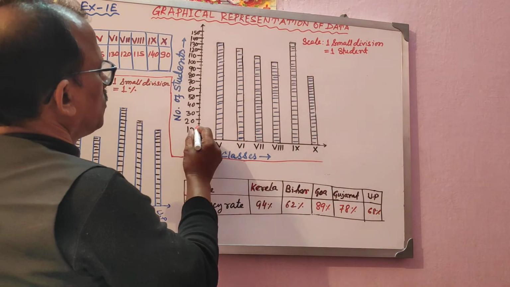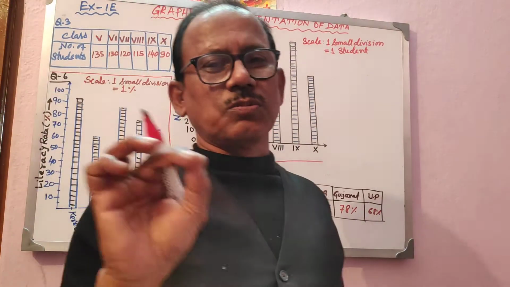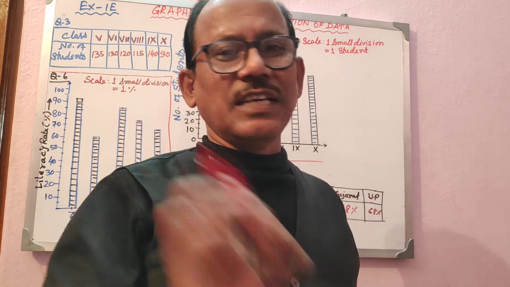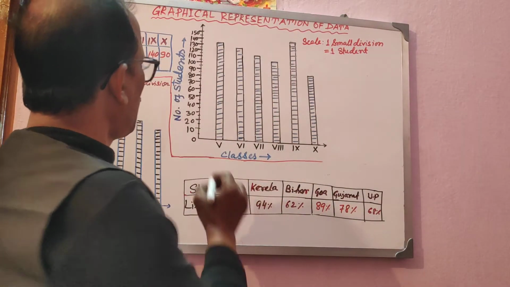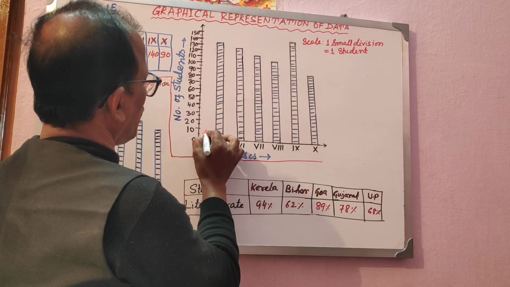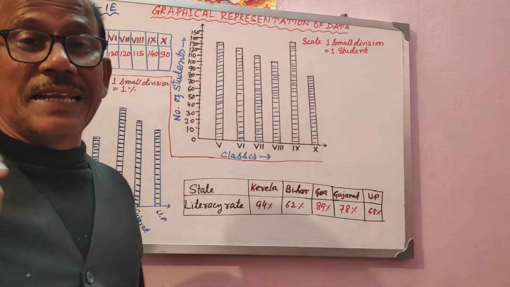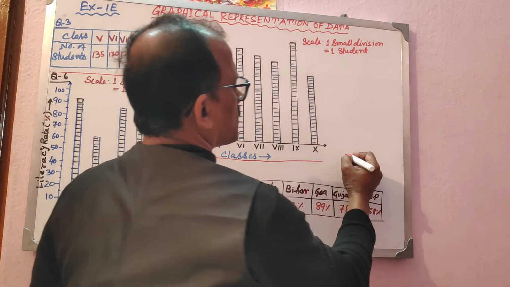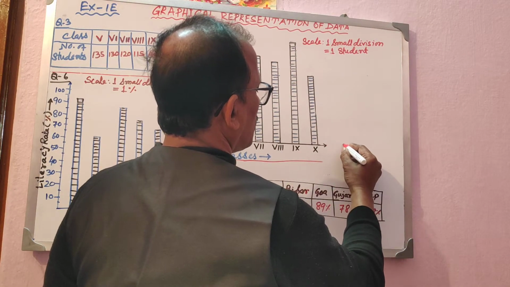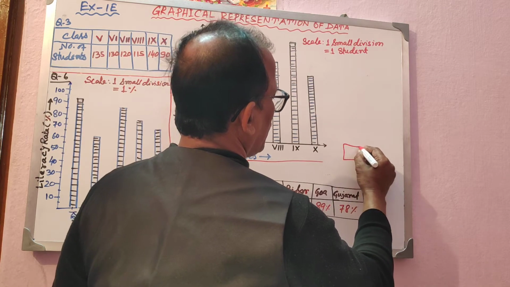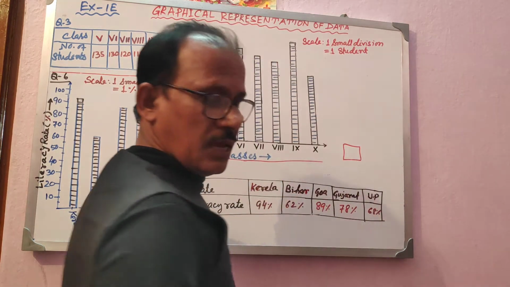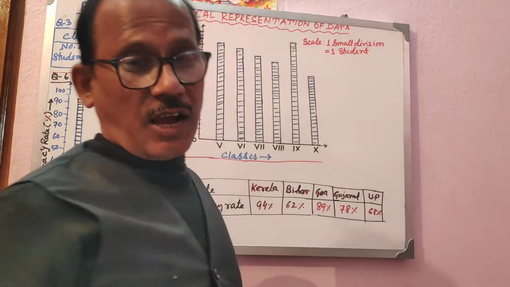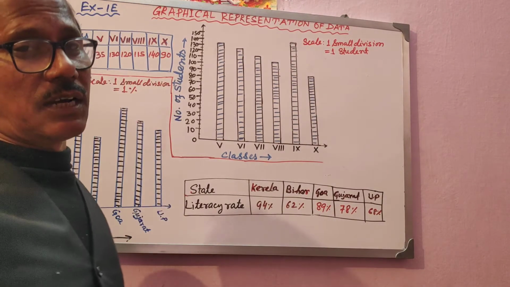So 0 to 10. See, you will find in a graph sheet, no small square will be there. It will be an inch graph, or it will be a centimeter graph. If it is an inch graph, you will find a small square like 1 inch, which will have 10 small divisions this way, 10 small divisions top way. If you count, that particular square will be 1 centimeter, or that will be 1 inch, according to whether it is a centimeter graph or inch graph.